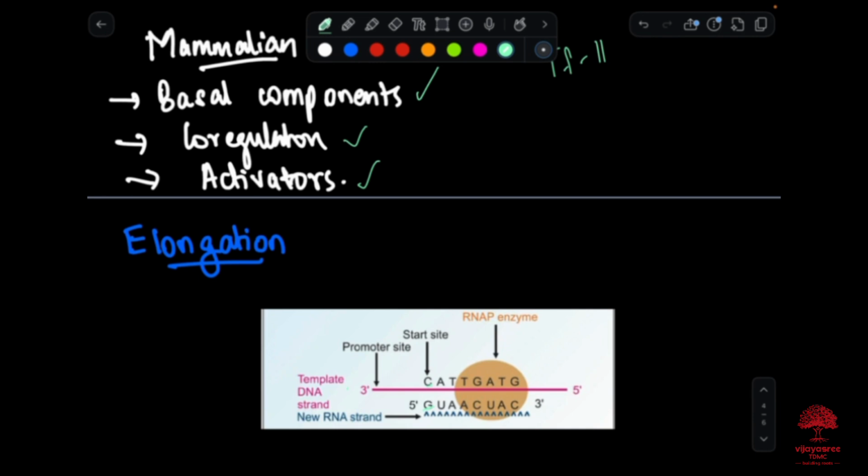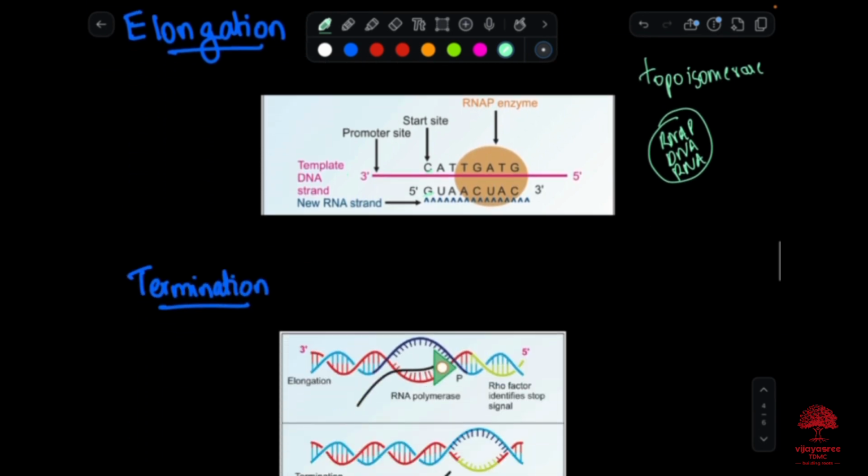Now, as the RNA polymerase is moving along the DNA template, there will be unwinding and rewinding of the double helix occurring. RNA polymerase has DNA unwinding property. Another enzyme which helps in this unwinding process is topoisomerase. Later, a transcription bubble will be formed. Within this transcription bubble, we have the RNA polymerase enzyme, the DNA, and the nascent RNA. Now, the final step is the termination step.